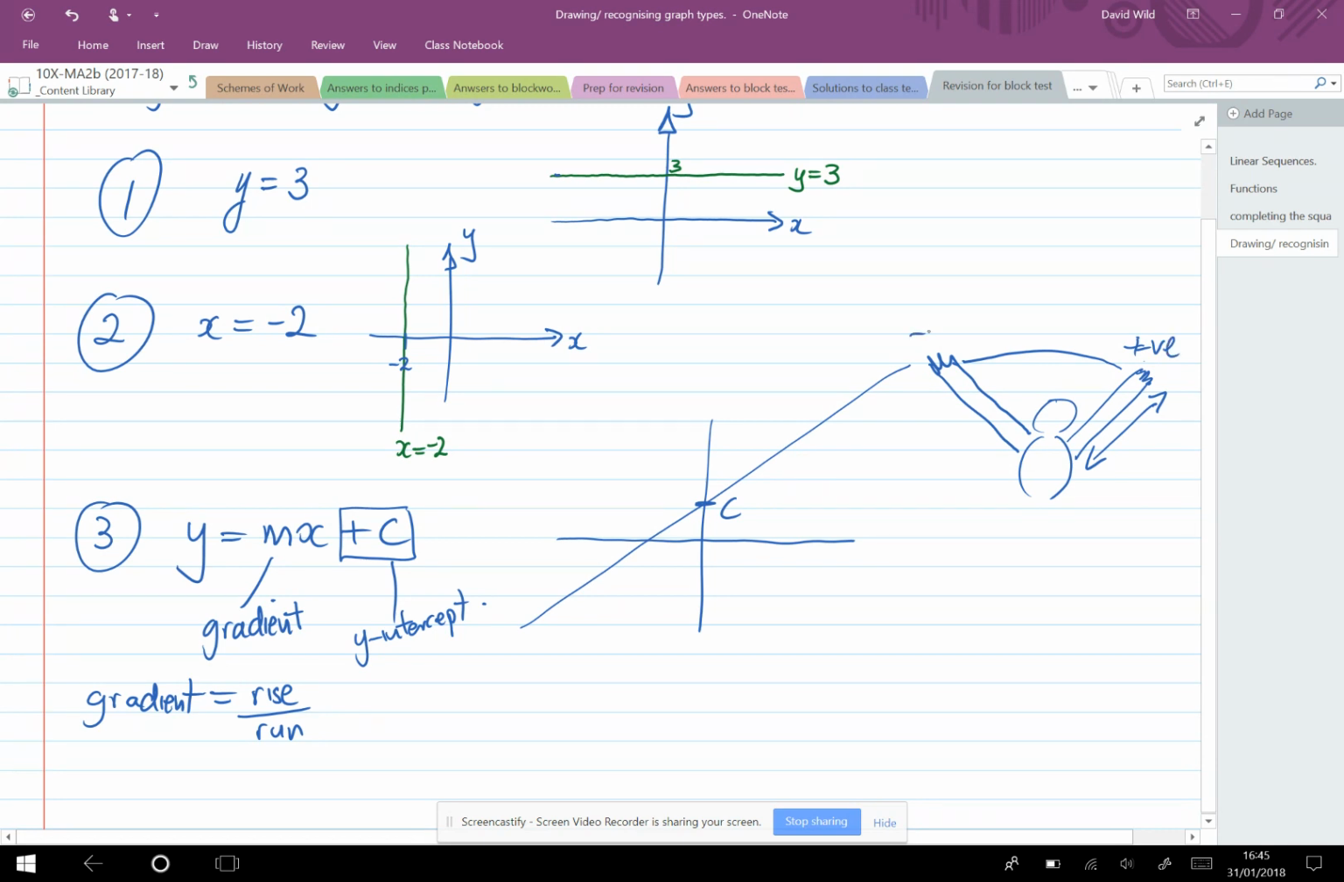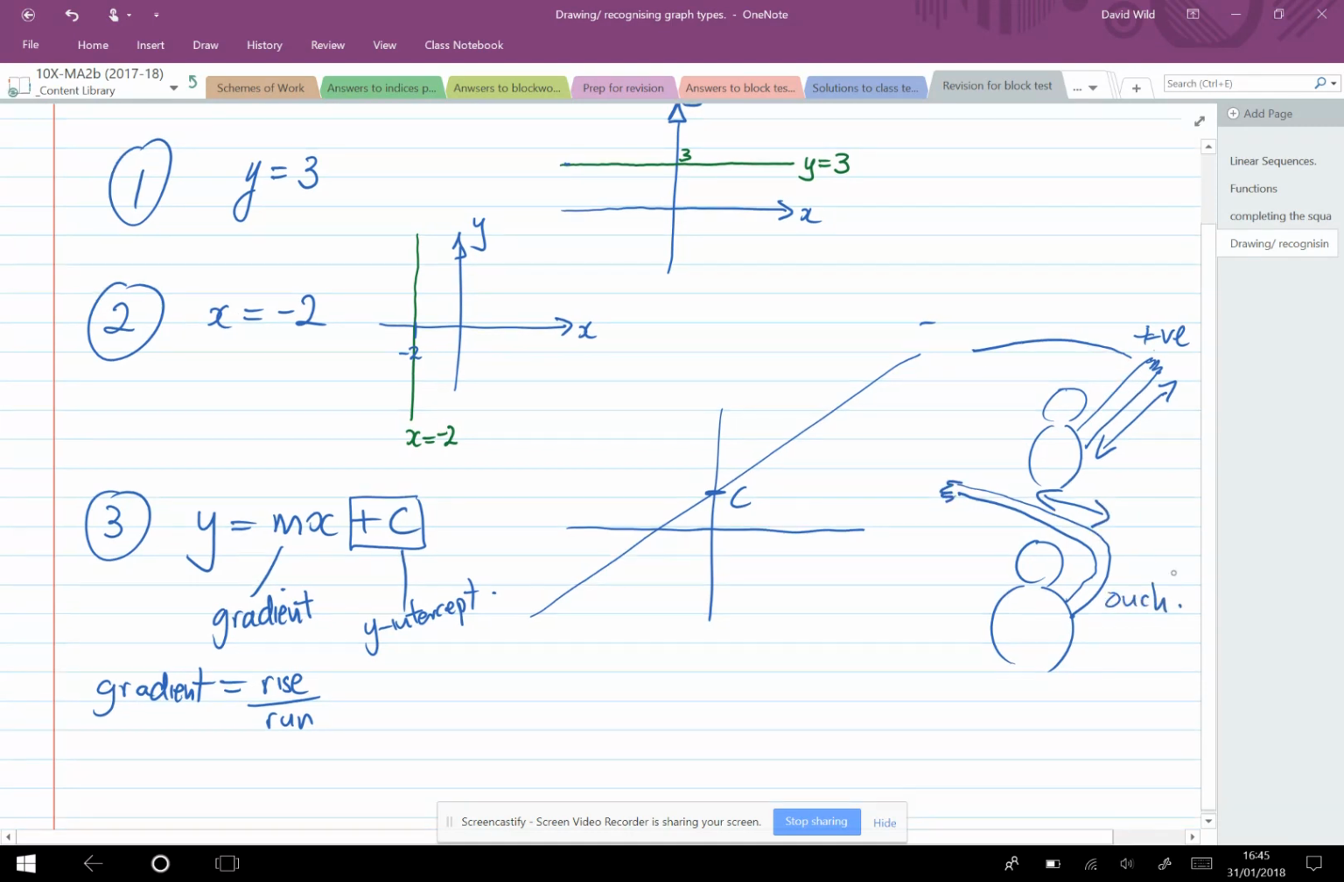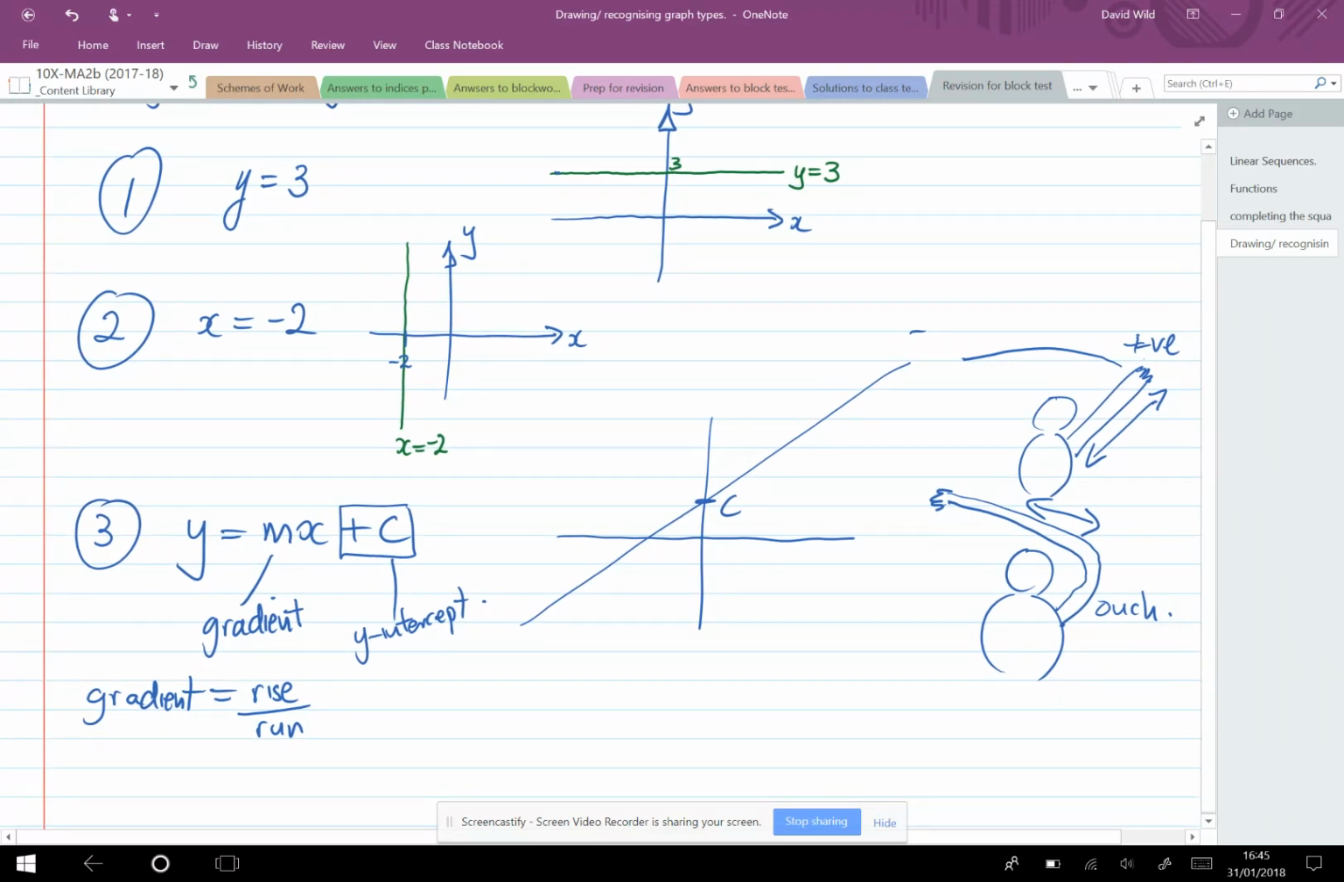Positive gradient. This is negative over there. Somebody's bending their right arm. Maybe I should draw that as a separate diagram here. This chap is sitting here and they've got their right arm and they're bending it round like this. Ow. Negative. This is a negative gradient. That's how I remember it anyway.